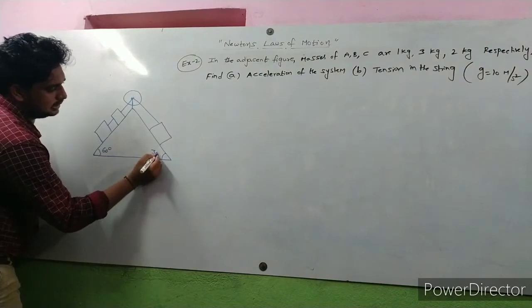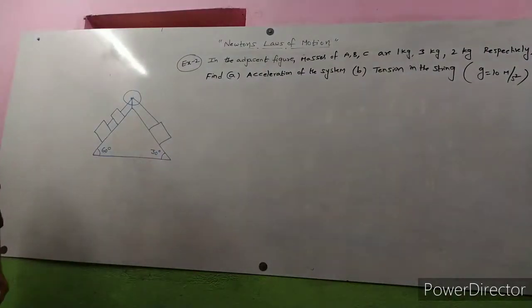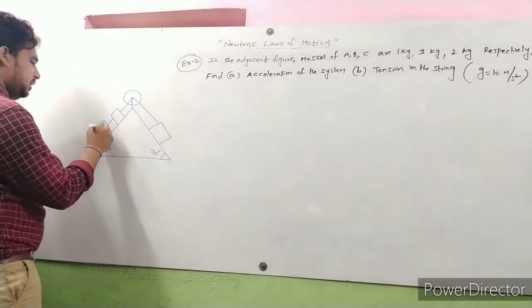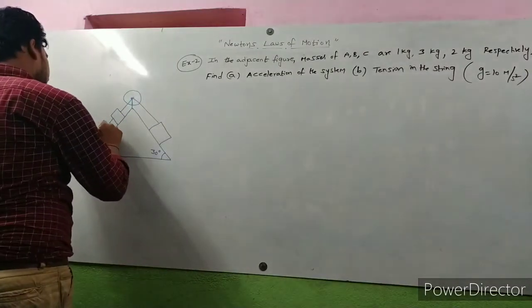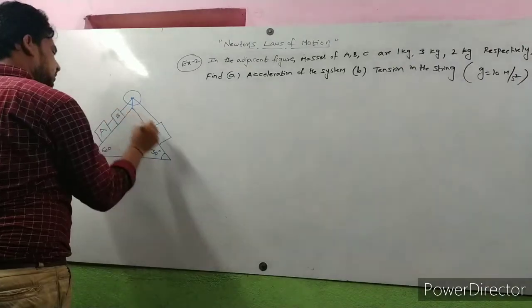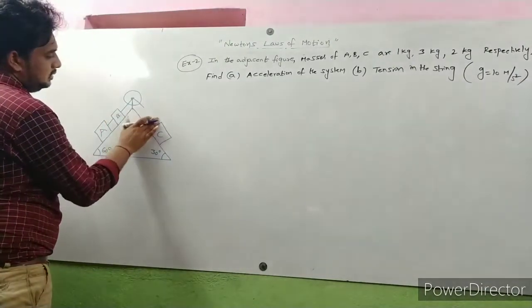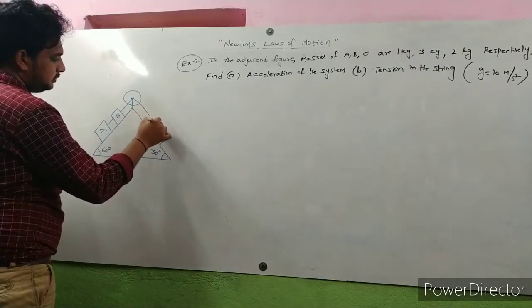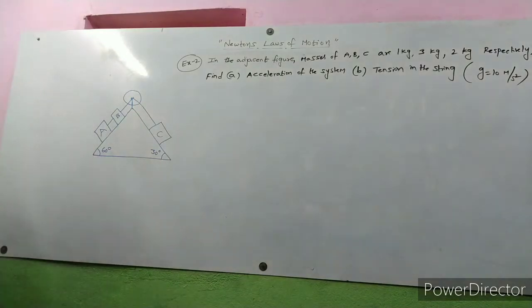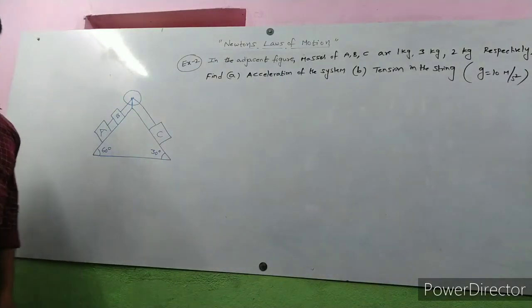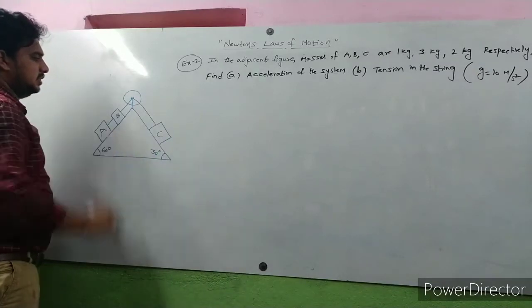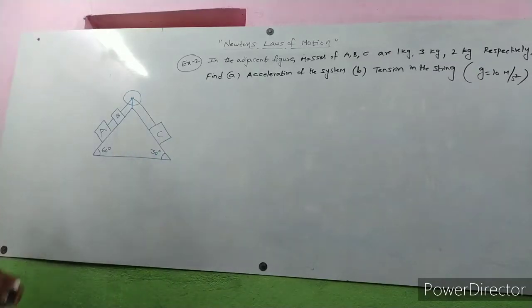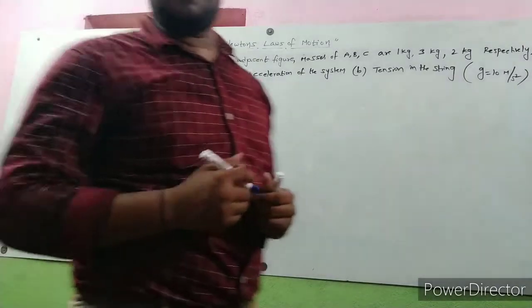Here the angle is 30 degrees, and here the angle is 30 degrees. This is block A, this is block B, this is block C. Three blocks are given. This is 30, 60, 30, and this is the given data. So this is the given figure.